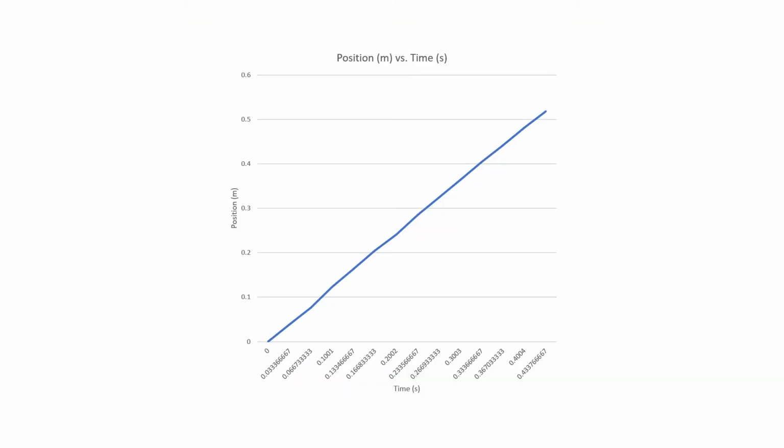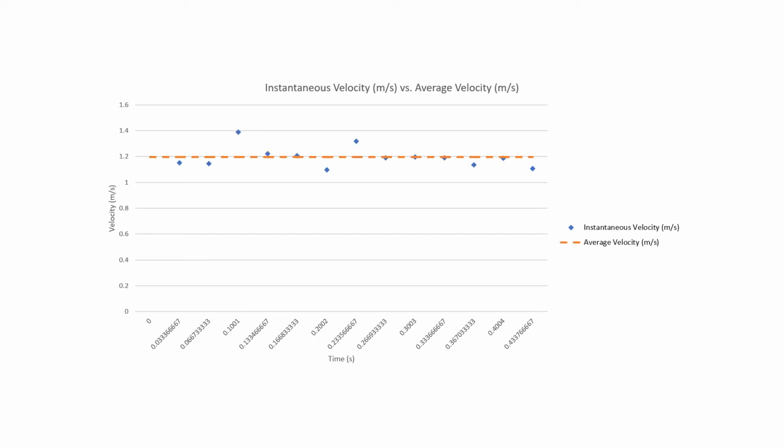From our values measured in tracker, we can create this graph displaying position versus time. And by comparing these measurements, we can calculate velocity. Here we're showing both the average velocity across the entire interval of observed time and the instantaneous velocity, calculated by measuring distance and velocity between a sampling point and the sampling point immediately prior.